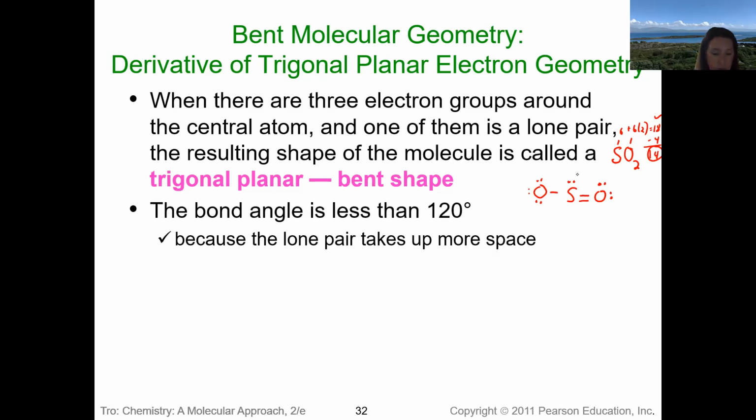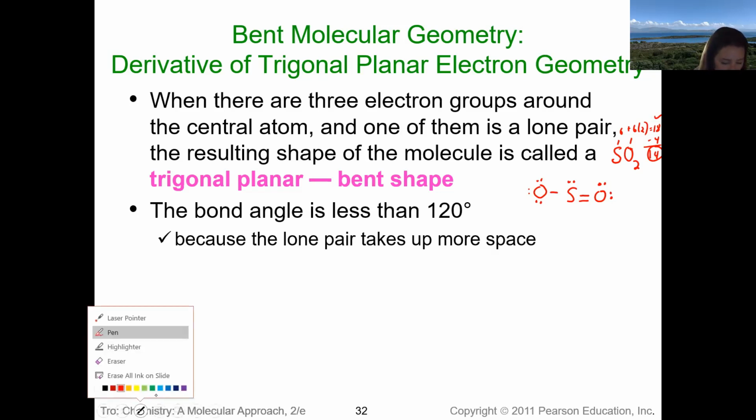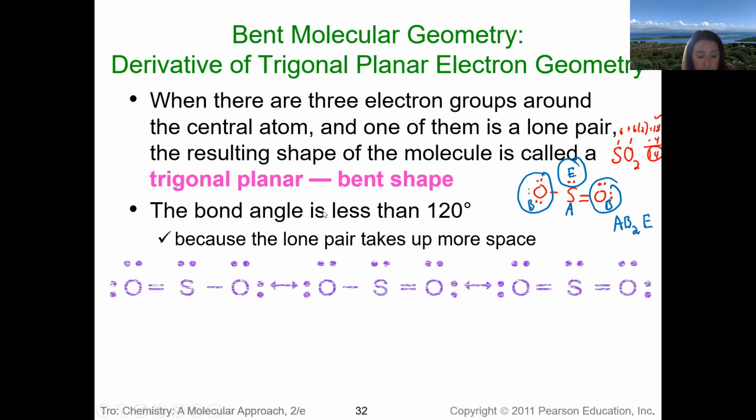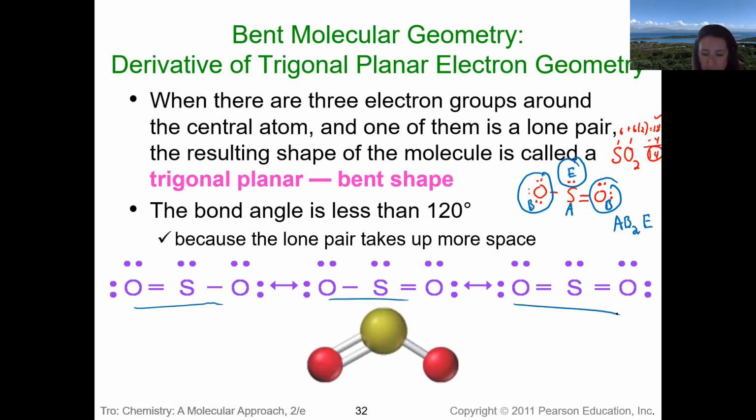So if we look at this Lewis structure, this is our central atom. This is A, B, B, E. So this is AB2E. So we call this bent, right? And again, here's those resonance structures that we could draw.